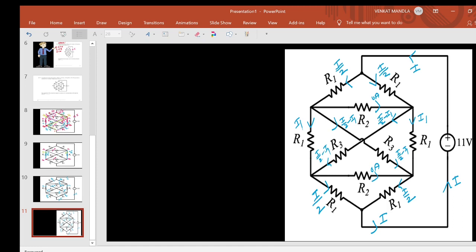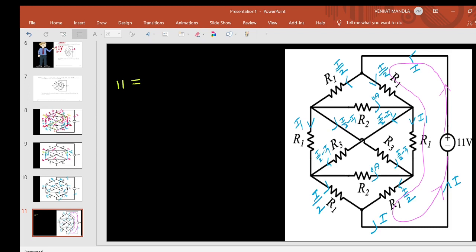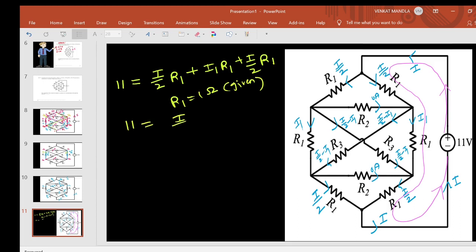Take any one path, so I am taking this path. First path: 11 equal to I by 2 into R1. Next, I1 into R1. Next, I by 2 into R1. R1 given in the question is 1 ohm. Substitute that: 11 equal to I by 2 plus I1 plus I by 2. Now, I plus I1. Let us say this is equation 1.